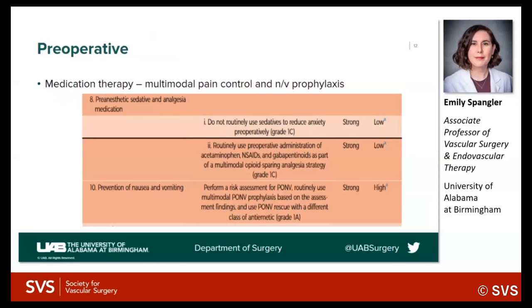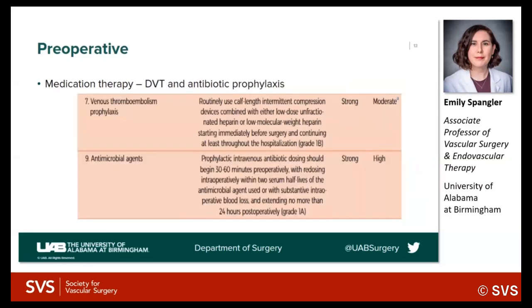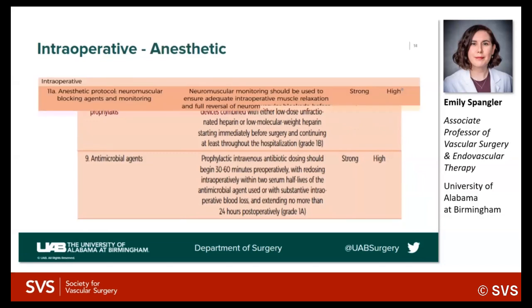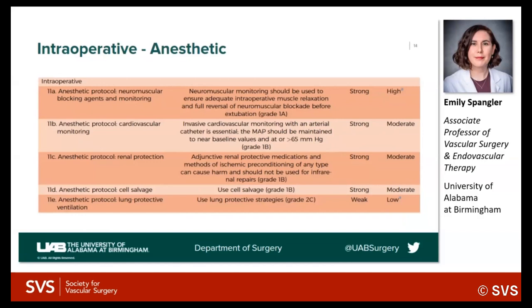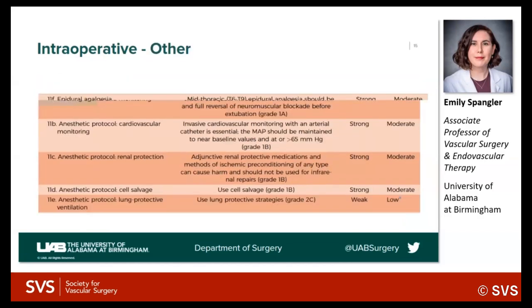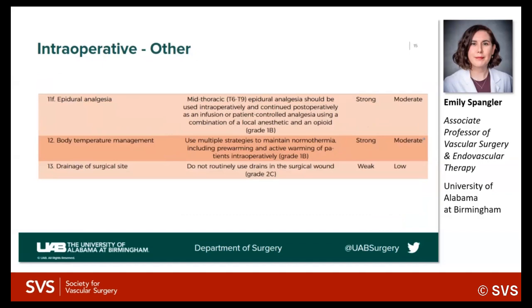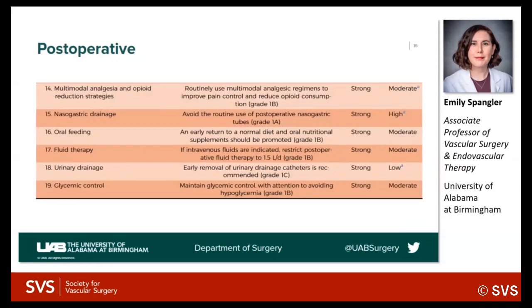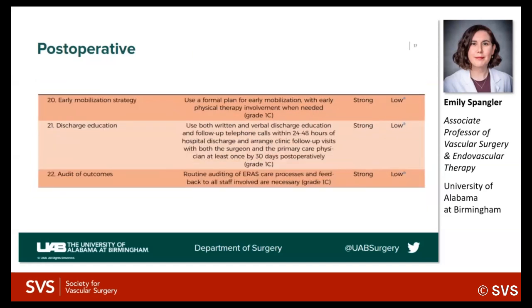Additionally, medication therapy recommendations around multimodal pain control and nausea vomiting prophylaxis, as well as DVT and antibiotic prophylaxis, are reviewed. In the intraoperative phase, a focus on the anesthetic strategies is also given, and use of epidural anesthesia, maintaining normothermia, and avoiding drains where feasible. In the postoperative phase, a focus again on multimodal analgesia and opioid reduction strategies, as well as removing lines and tubes and return to normal intake and output. Finally, early mobilization is important, as is education continuing through the discharge phase and an audit of outcomes and implementation.